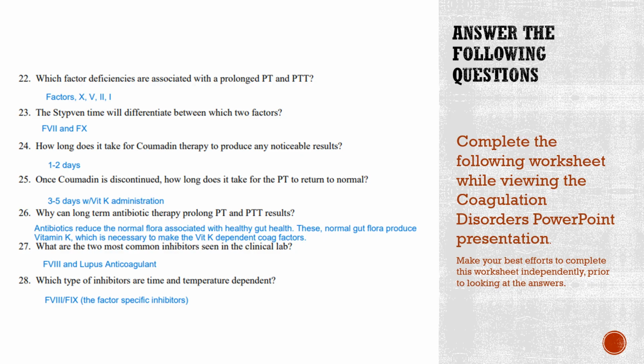Which type of inhibitors are time and temperature dependent? Those would be the factor 8 and factor 9 specific factor inhibitors. And the reason why they require time and temperature is that it allows them to actually inhibit the factors. If we add them and there's an inhibition going on, say for example, a patient who has a specific factor inhibitor, and we want to do a mixing study and we add that normal pool plasma and then we test it right away, well, the inhibitor hasn't had a chance to inhibit the factors that it acts upon. And so we have to incubate it for a while and then test it after it's been warmed and incubated to give those specific factor inhibitors time to act upon the factors that they are specific to.